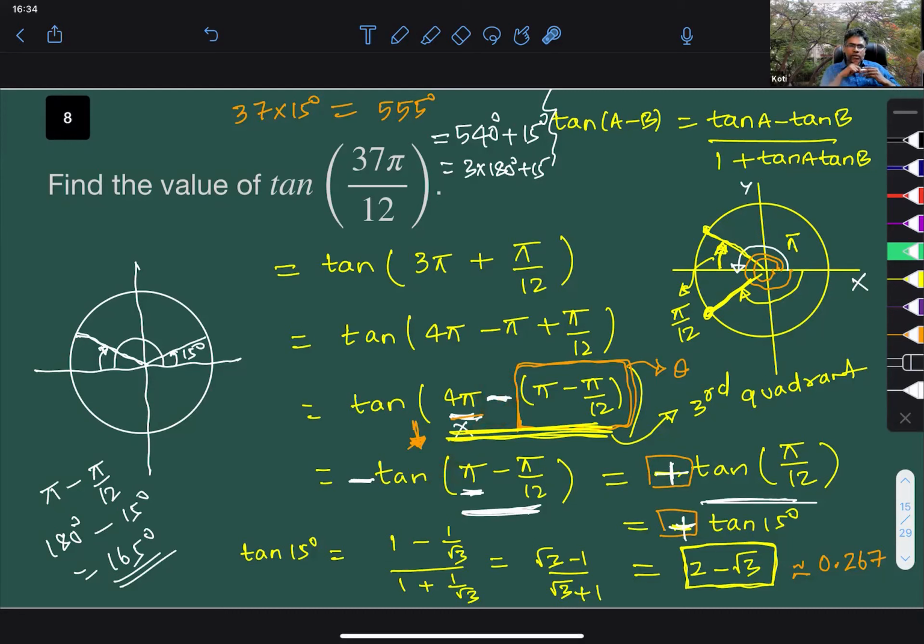Are we okay here? Initially, I should advise you to take it slow and make sure which quadrant the angle really lies in, approximately. In this case, I think you can actually get which quadrant the angle is lying in.